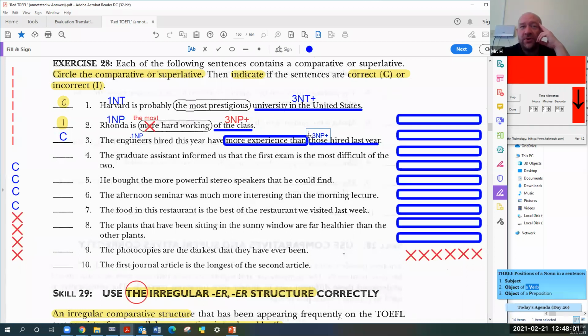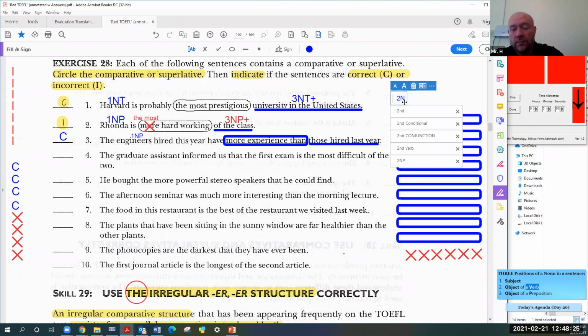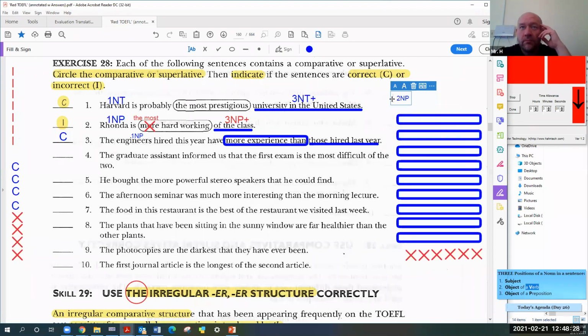Have more experience than those hired last. Is that 3 or more? It's compared between two things. So it's not the superlative, right? Yes. So we're actually comparing 2 groups of people, right? Yes. One group this year, another group last year. There you go.